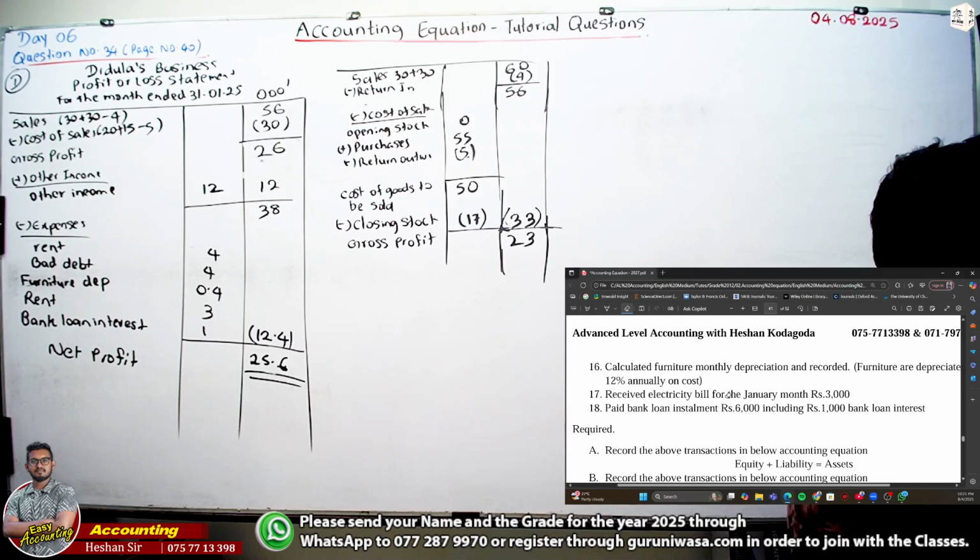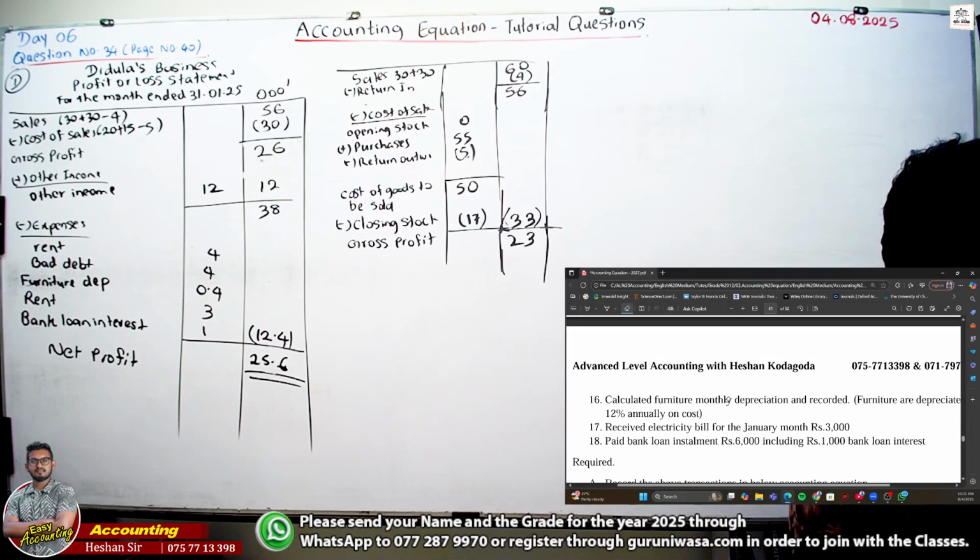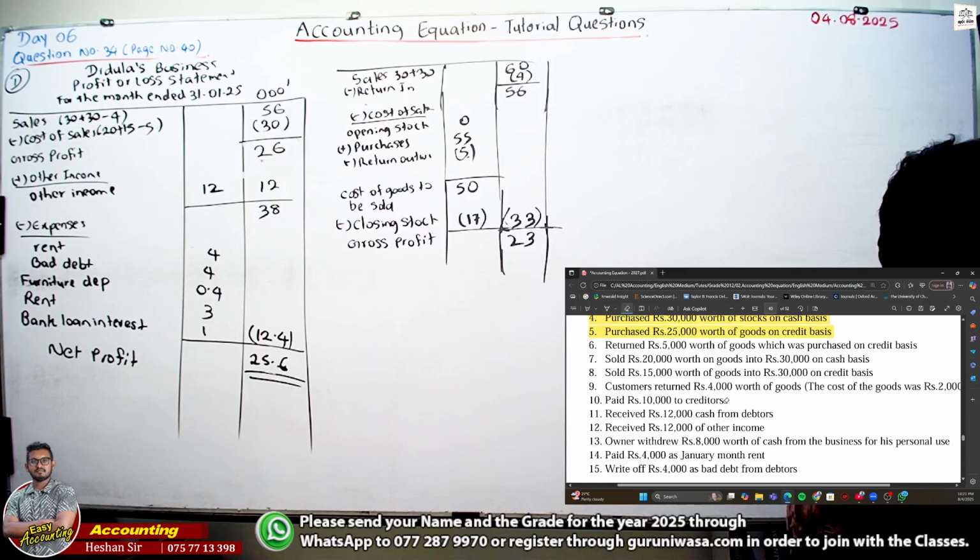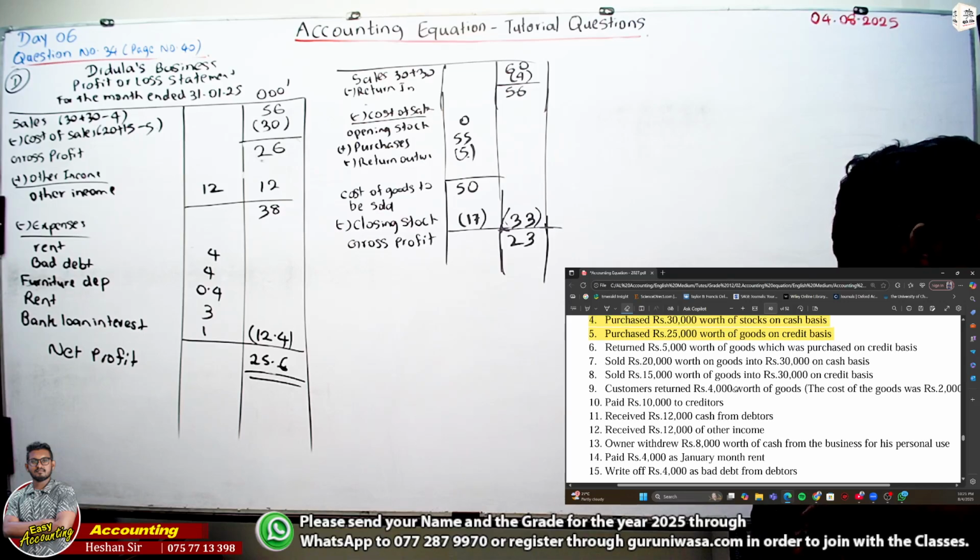Received electricity bill, it does not come under the gross profit. So what is the difference? I just want to show you we can record using both ways. Clear to you guys? Both should be the same answer.